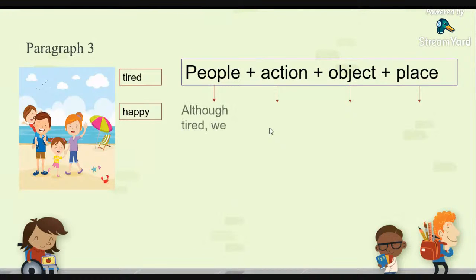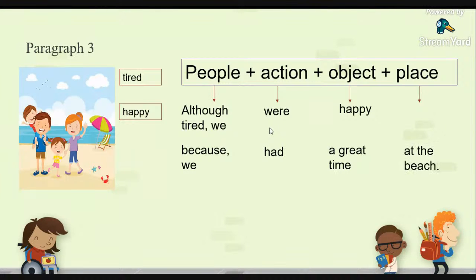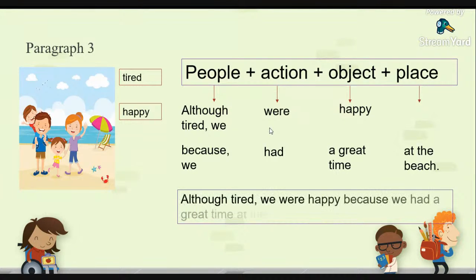People who? We. Here it says although tired. Although tired means walaupun penat. We. Although tired, we. Action, were, for the verb were. Object, happy. Why are we happy? We add more. Because we had a great time at the beach. Here is the sentence. Although tired, we were happy because we had a great time at the beach.